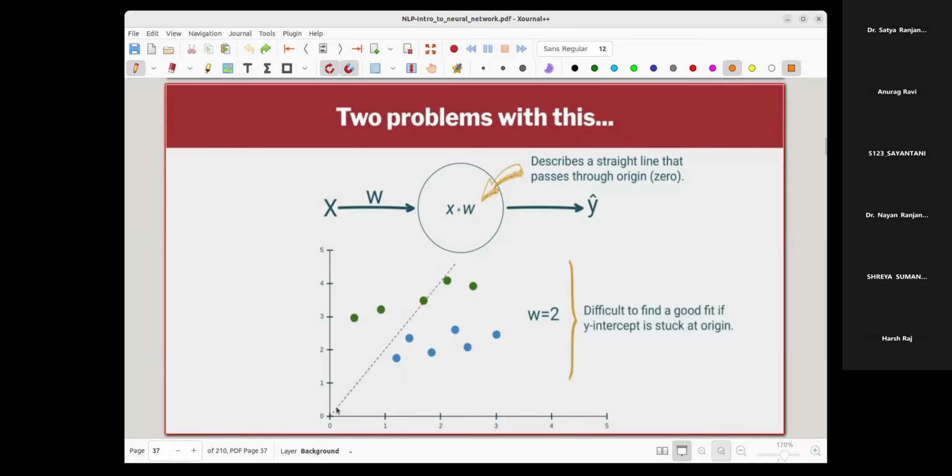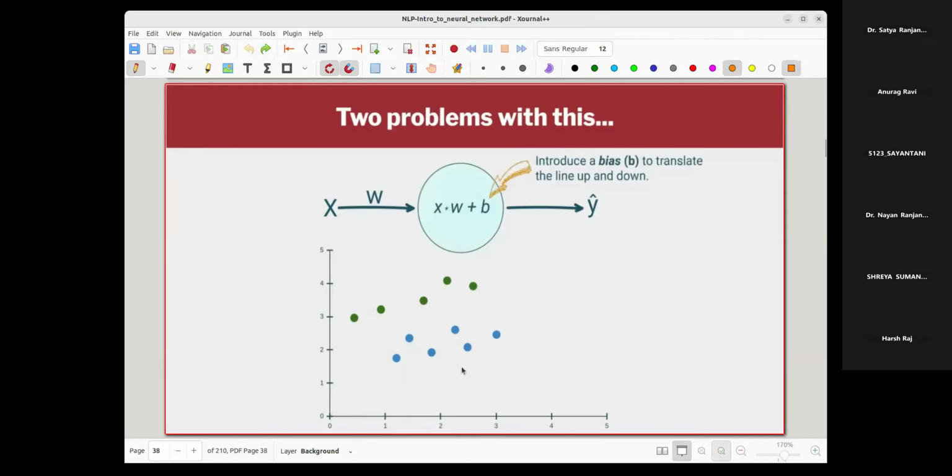Why? Because the y-intercept is stuck at the origin, that is, at 0. So if I change the y-intercept, if a line passes through here, then I can say that line can segregate these two. So for that, what do we need? We have to add a bias term to this function. Now just introduce a bias b to translate the line up and down. This b will be the y-intercept. If b is increasing positive, it will go up; if b is negative, it will go down.